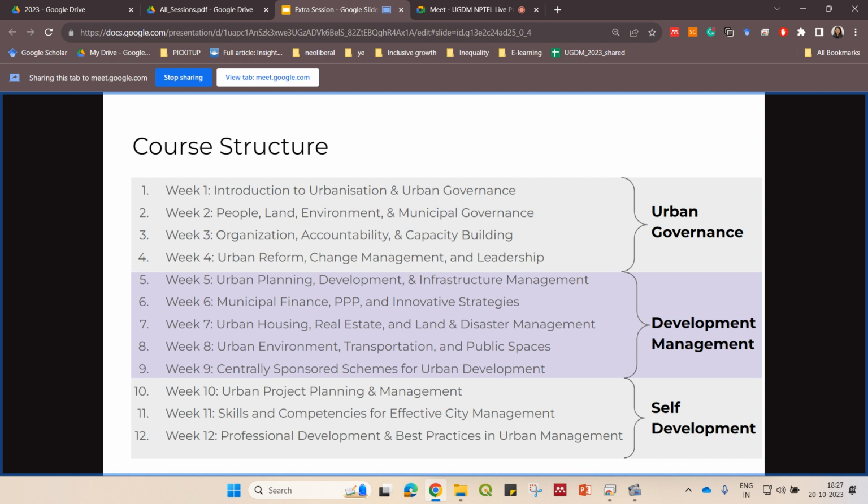Next would be week 4. In week 4, you would have, week 4 was largely about urban reform, urban change management, and the leadership which enables such urban change. So, first two lectures would be on urban reform and managing change. So, how urban reform is brought about. You would have had examples of several acts and laws which brought about urban reform, and how such change was managed in different Indian cities.